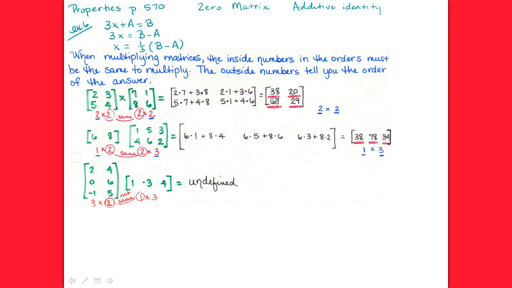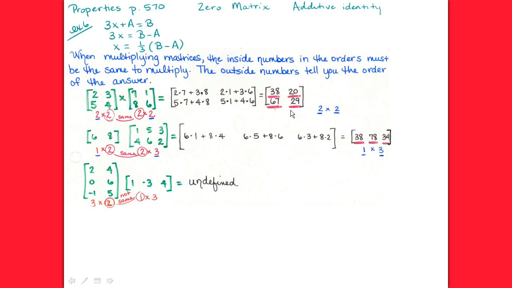Look at another one. If I want to know what goes in the first row, second column, I'm going to take first row times second column. So I'm going to do 2 times 1 and 3 times 6. 2 times 1 plus 3 times 6 is where I get that 20. Second row, first column, I'm going to take second row, 5, 4, times first column, 7, 8. So 5 times 7, 4 times 8. And then second row, second column, I'm going to take the second row times the second column. So 5 times 1 and 4 times 6.